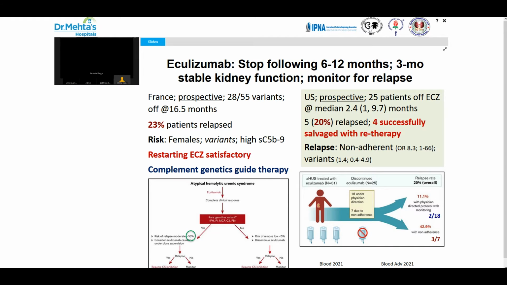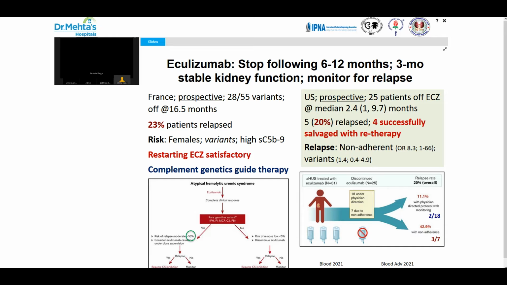If you look at the first trial, they had about 55 odd patients with atypical HUS, wherein they stopped eculizumab after a year. The patients who had variants, the ones who had mutations in the standard genes, had a higher risk of relapses. But the good thing is that even if they relapsed, one could resume C5 inhibition, and they would again achieve remission. So clearly, salvage is possible. It's not as if you lose everything, provided you are monitoring for relapses.